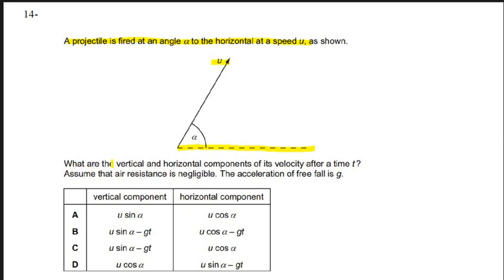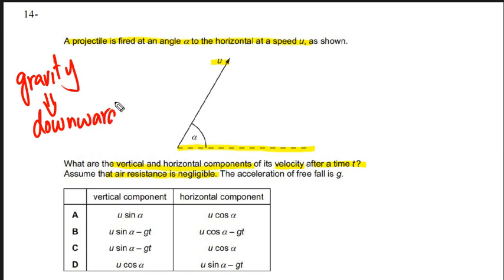So what we need to answer is, we need to find the vertical and horizontal components of its velocity after a time t. And you can also see here it is given that air resistance is negligible. So it simply means that in this case, the only force acting on the projectile is gravity. Gravity is the only thing acting, and gravity, we understand, always acts downwards. This is a very important piece of information we need to understand.